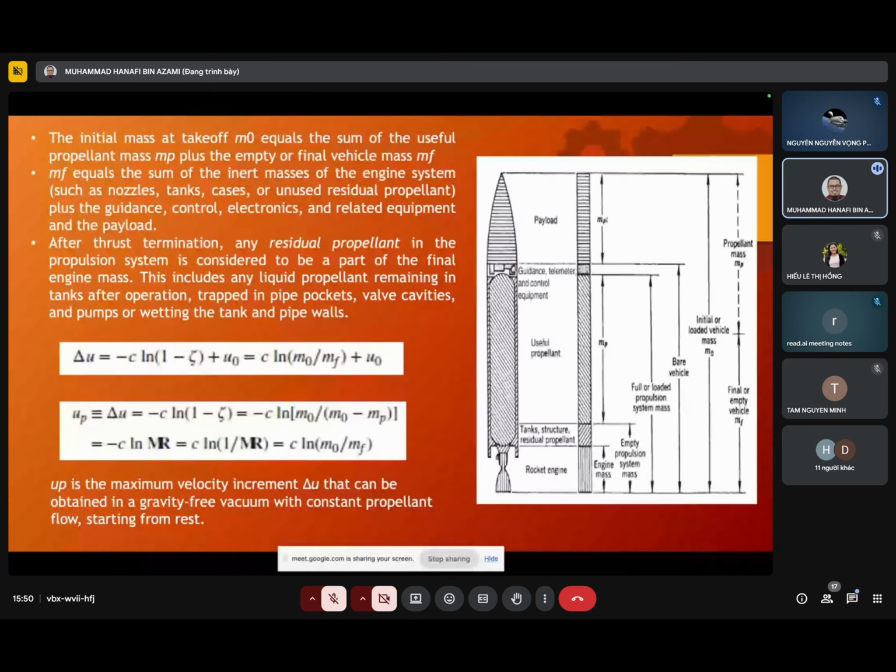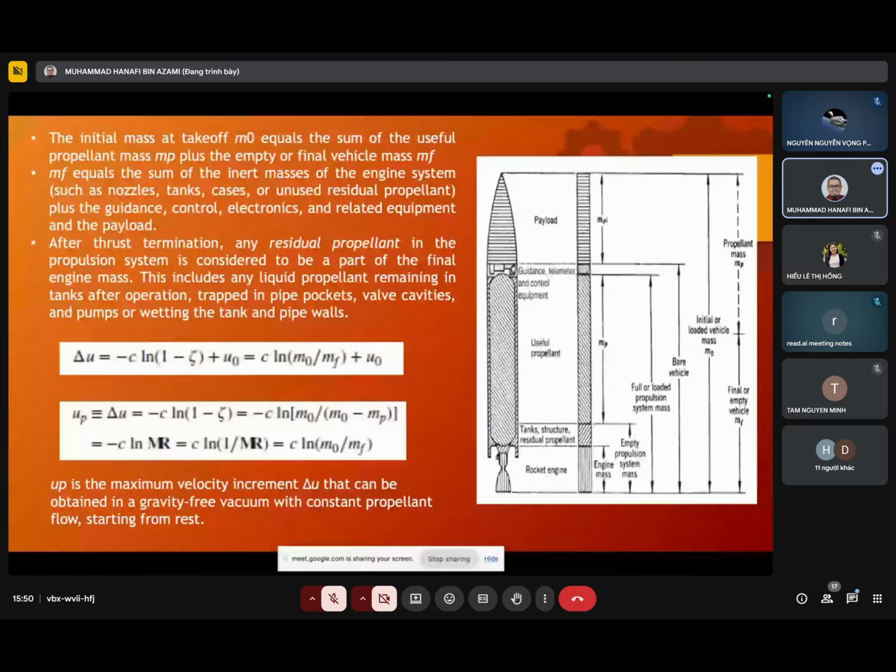After the thrust termination, any residual propellant, I know that some of the propellant is not finished in the propulsion system, is considered to be part of the final engine mass. This includes propellant remaining in the tanks after operation, trapped in the pipe pockets, valve cavities, and pumps, awaiting in the tank and the pipe wall.